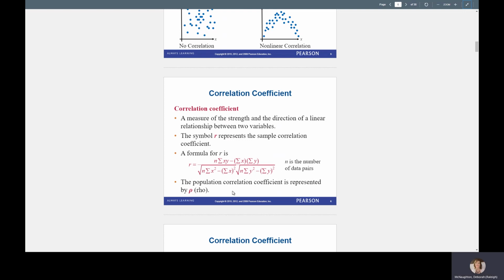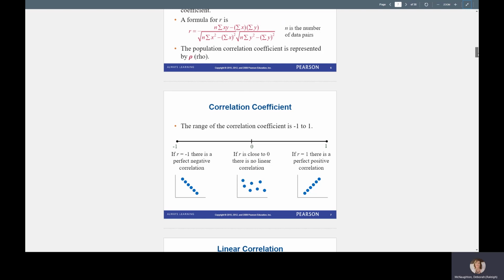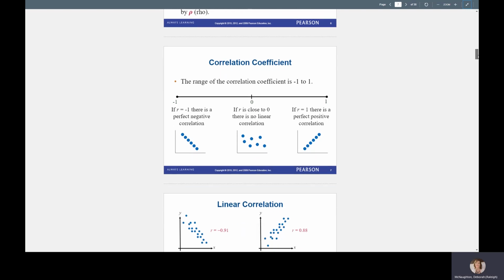And then the population correlation coefficient, whenever we have anything representing the population, remember we always use Greek letters. So this is the Greek letter rho. I know it looks kind of like a P, but it's pronounced rho. And rho always represents the population correlation coefficient.